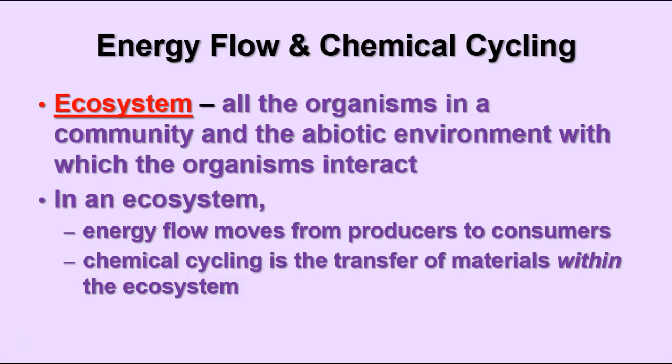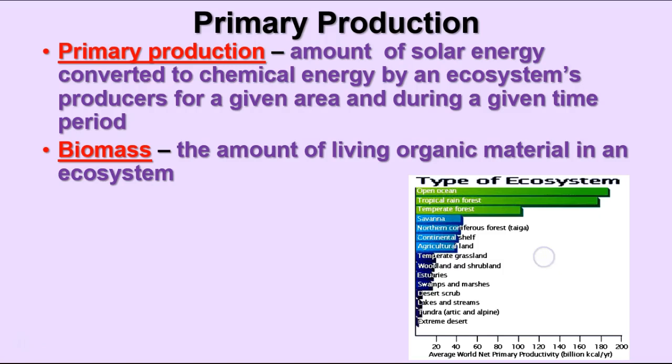One thing we need to keep track of in an ecosystem is that energy moves from the producers to the consumers, through the consumers, okay? And then chemical cycling is the transfer of materials within the ecosystem. So we're talking about not only the living things, but also the non-living parts of the environment, okay?